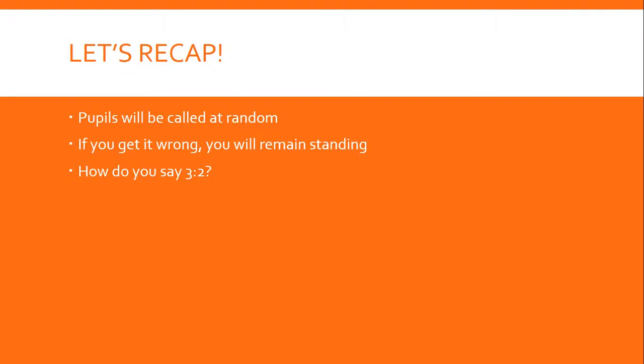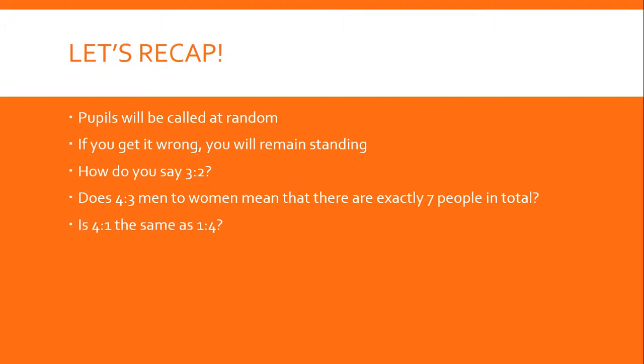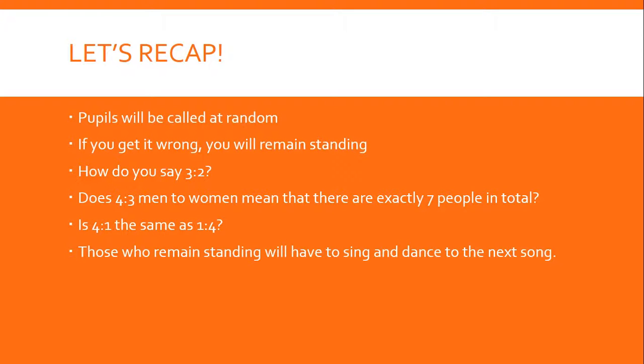Let's recap. Pupils will be called at random. If you get it wrong, you will remain standing. How do you say 3:2? Does 4:3 men to women mean that there are exactly 7 people in total? Is 4:1 the same as 1:4? 1:4. Those who remain standing will have to sing and dance to the next song.